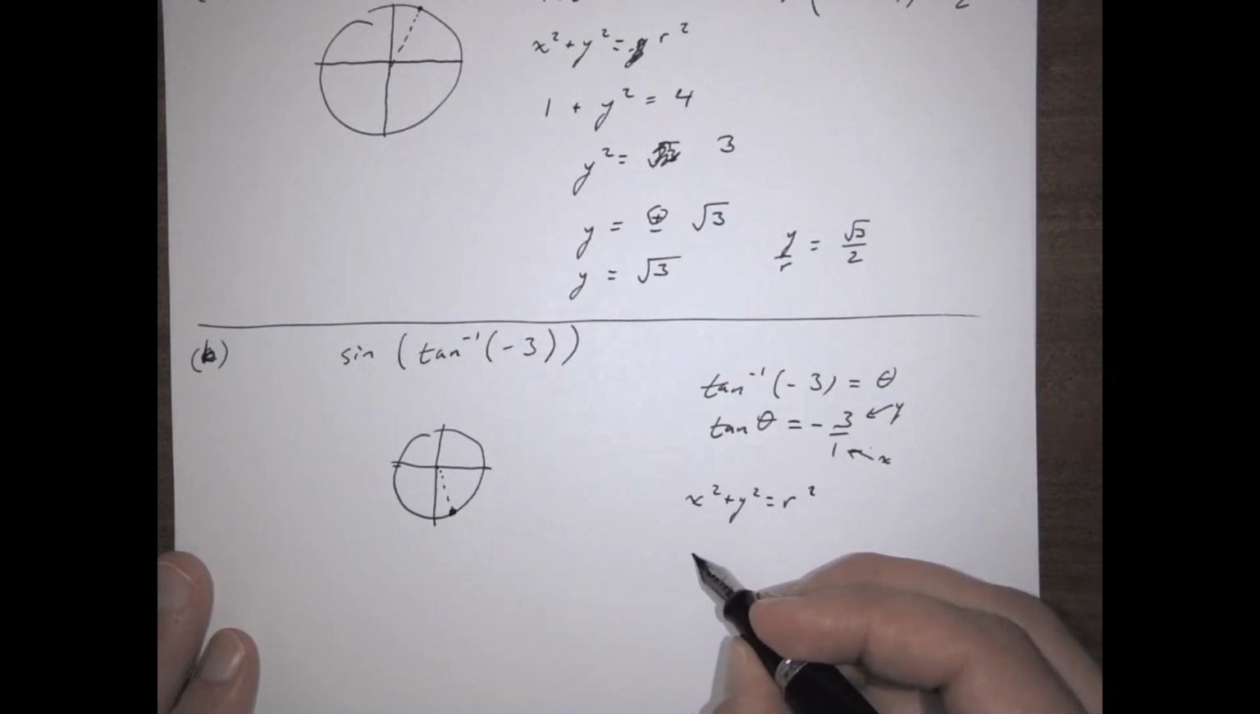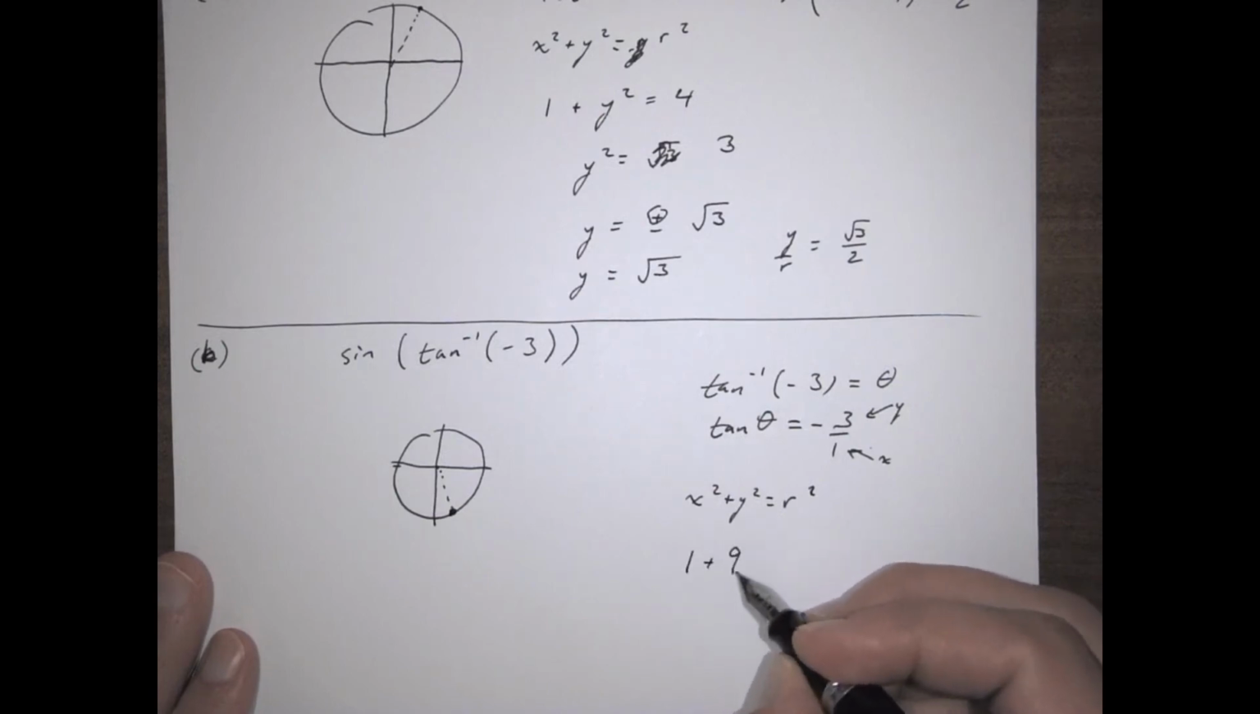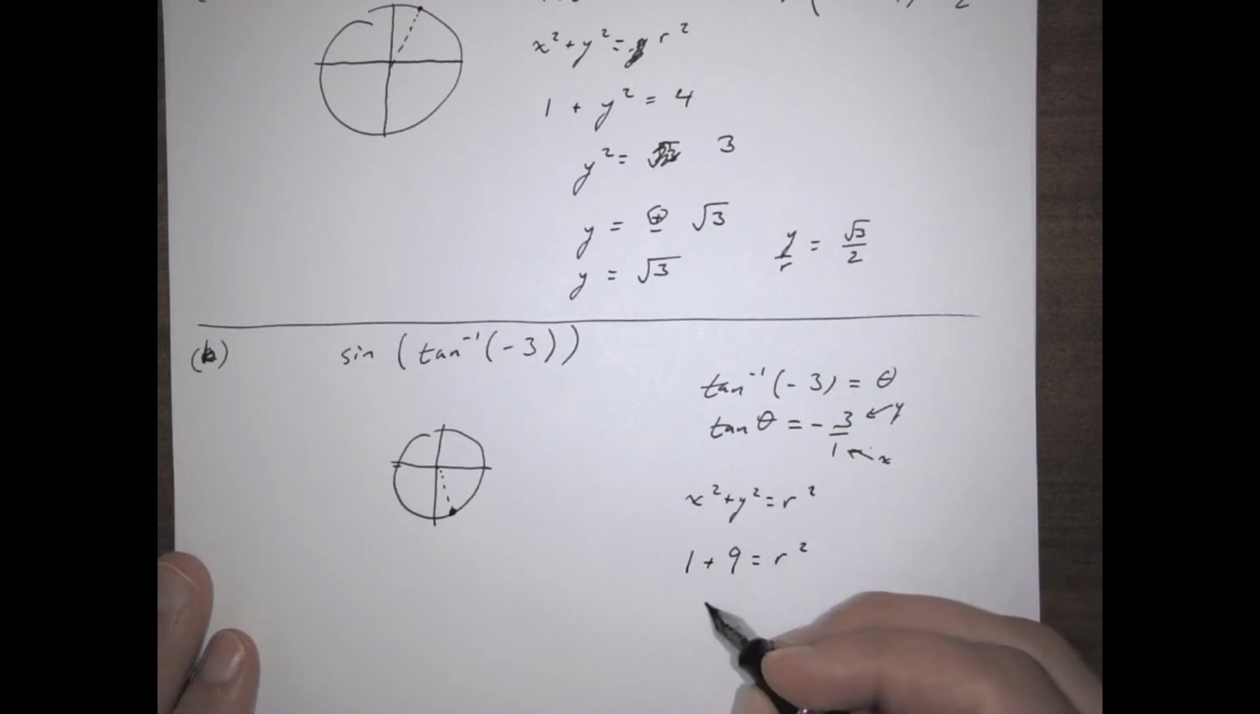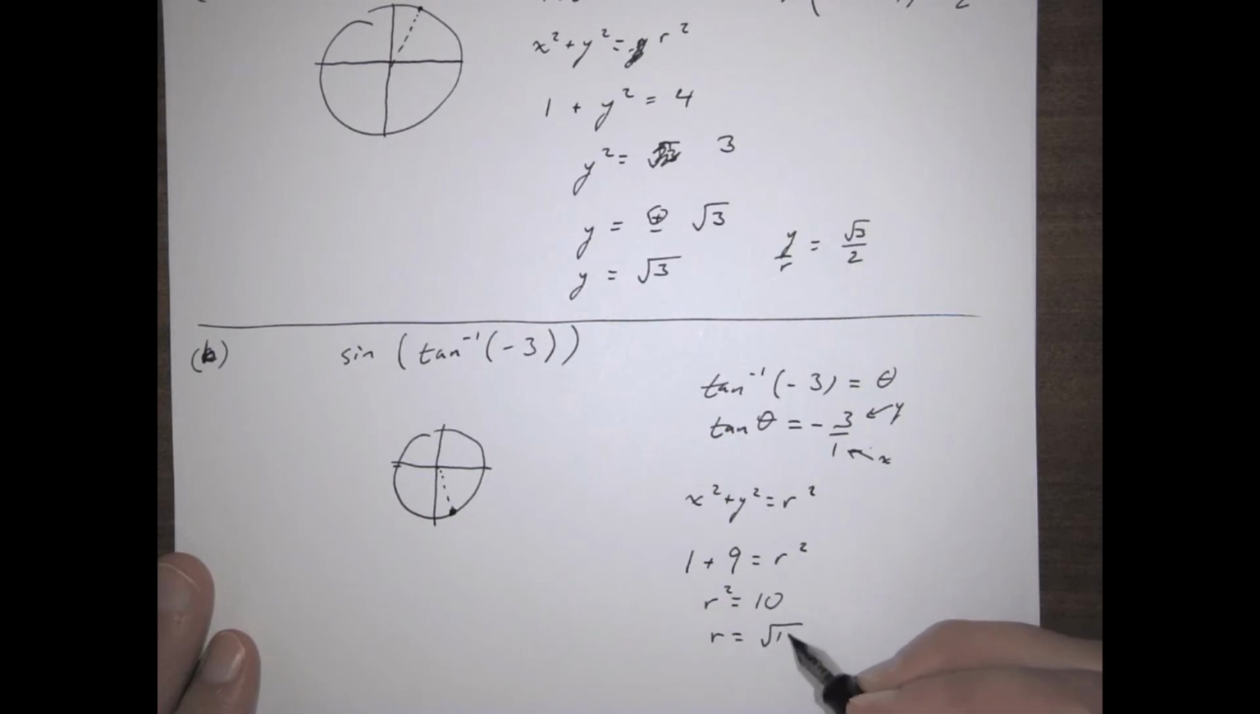And so that's going to be 1 plus 9 equals r squared. So r squared is going to equal 10. So r is going to equal the square root of 10 plus or minus, and we'll choose the plus. Always choose the plus for the radius.